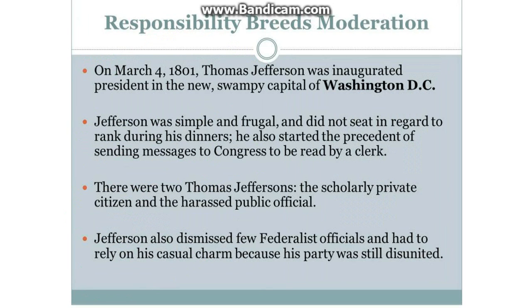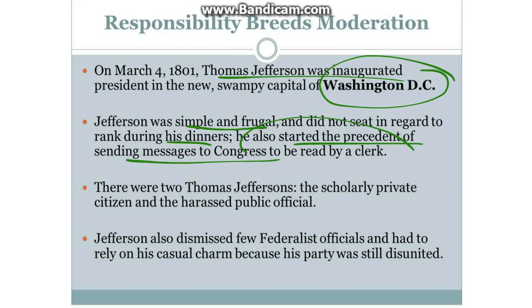So on March 4th, 1801, Thomas Jefferson was inaugurated president in the new swampy capital of Washington, D.C. Jefferson was simple and frugal and did not seat guests in regard to rank during his dinners. He also didn't have very expensive dinners at the White House, because he tried to reduce the expenses that the president was spending on dinners like that. He also started the precedent of sending messages to Congress to be read by a clerk. So instead of going to Congress and giving a speech, he would simply send a letter. He was not really comfortable speaking in public.